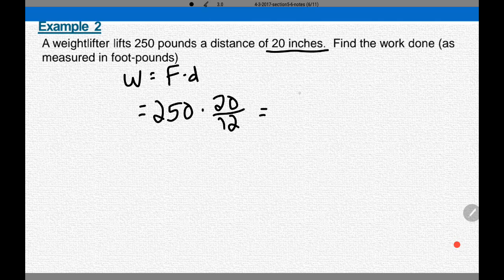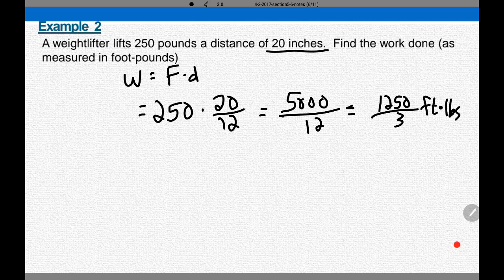Then just multiply this out. That's going to be 5,000 on top of 12, which reduces to 1250 over 3 foot-pounds. Sometimes they're this easy because the force is constant. Sometimes it's a little bit more tricky because the force changes everywhere. And if you want to approximate this, this is what you get, 416.67 foot-pounds.